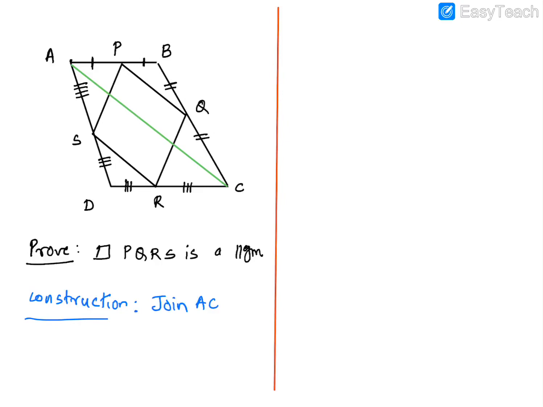And we write the statements now. So the first statement we'll write is: in triangle ABC. Now what can you say in triangle ABC? In triangle ABC, PQ is equal to half of AC, and PQ is also parallel to AC, and the reason for it is the midpoint theorem.